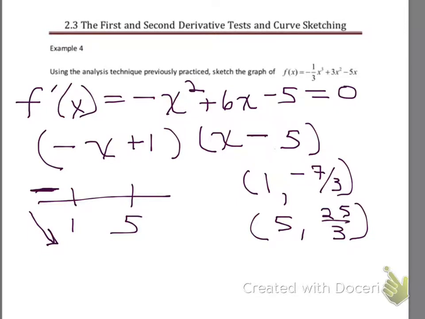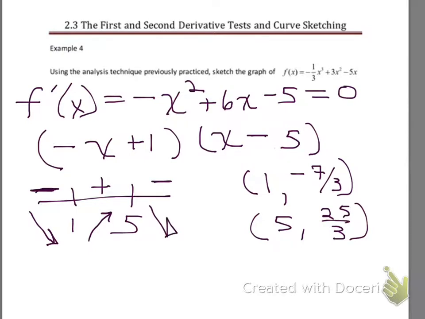Let's check 2. A negative 2 plus 1 is negative, and a negative 2 minus 5 is also negative, so negative times negative gives me a positive. If my function's positive there, it's going to be sloping upwards. Now let's check to the right of 5. Let's plug in a 6. Negative 6 plus 1 will be negative, and negative 6 minus 5 will also be negative, so positive times a negative will be negative, and therefore I'm going to be downward sloping.